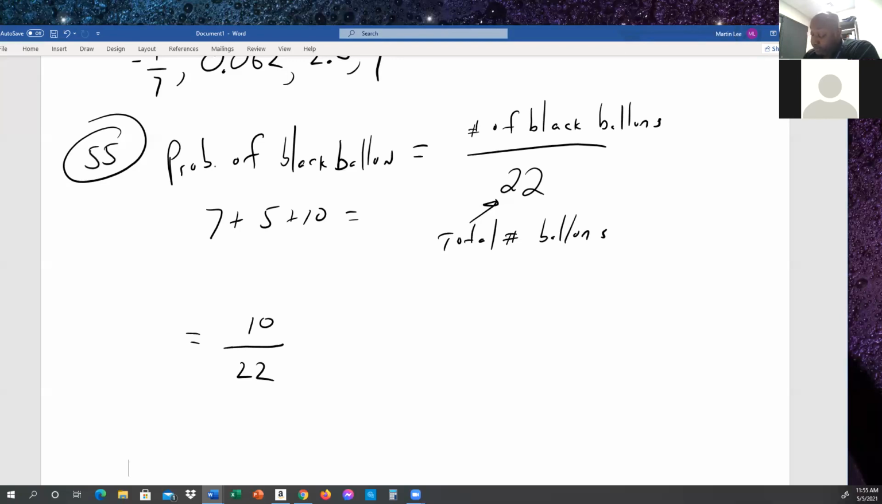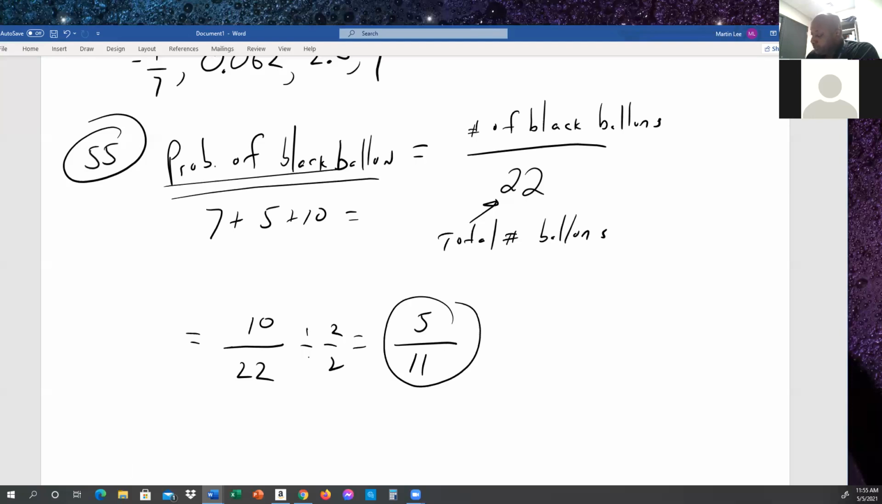And so let's now reduce this fraction. 10 and 22 have a common factor of 2. So this will leave me with 10 divided by 2 is 5, and 22 divided by 2 is 11. So the probability of picking a black balloon is 5 over 11.